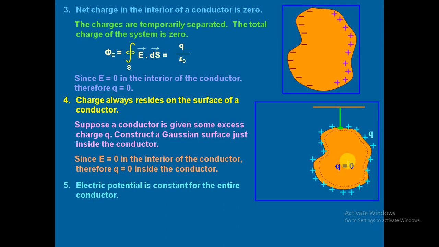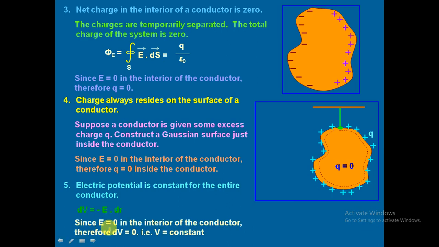Fifth point is, electric potential is constant for the entire conductor. As we know, the electric field is the potential gradient, or we can say that dV is equal to minus E dr. Now E is 0 inside the conductor, in the interior of the conductor. So if E is 0, dV is 0, since differentiation of any constant quantity is 0. So V here would be constant. It means the electrostatic potential inside the conductor would always be constant.